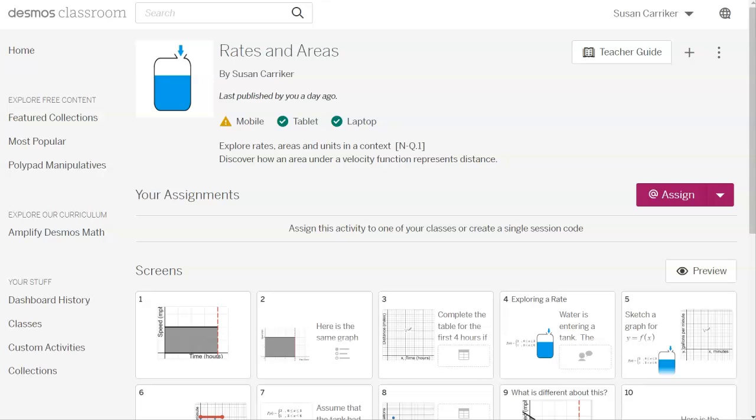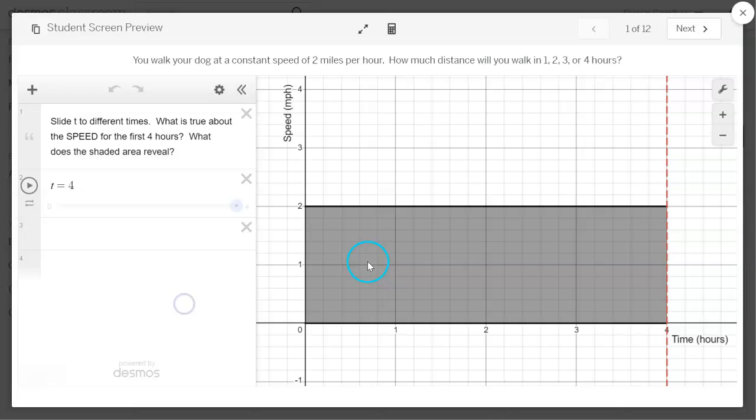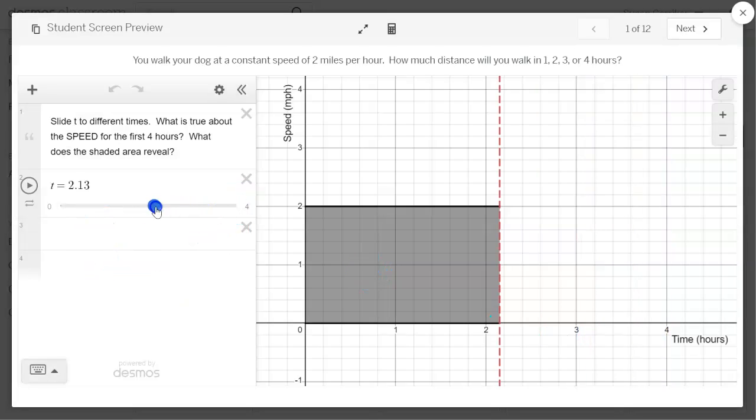So they're going to explore rates and areas and units in a context, and they're going to discover how the area under a velocity function will represent a distance. So in the first screen, they're simply going to move a slider and talk about it. So this is a class discussion.